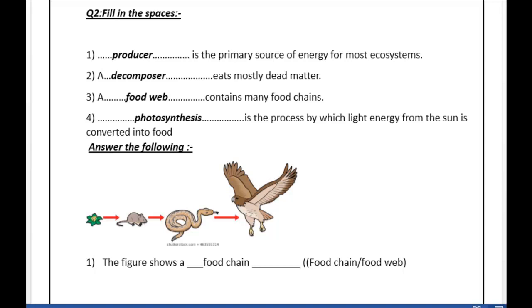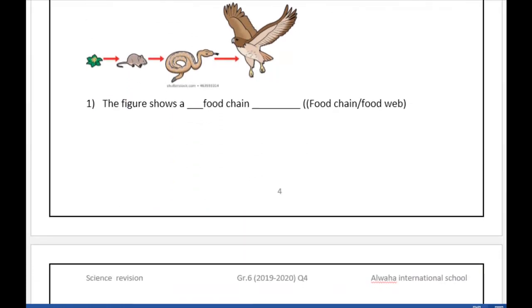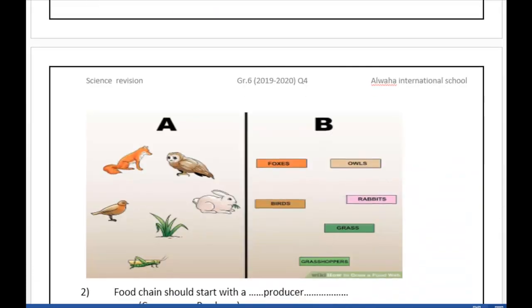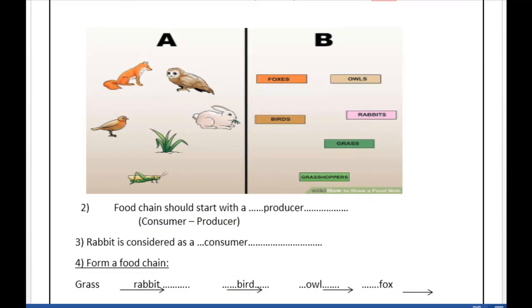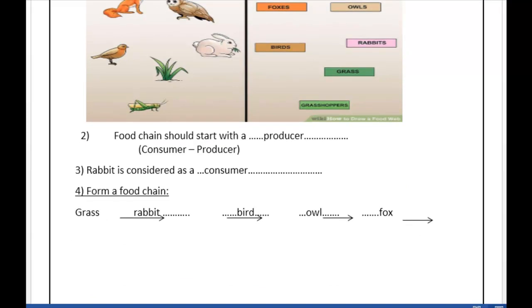Number 2, answer the following. This figure showing a food web or food chain? Food chain. Food chain should start with consumer or producer? Producer. Rabbit is considered a consumer.